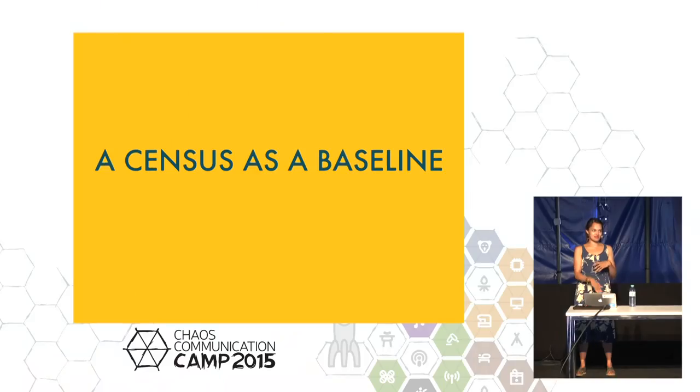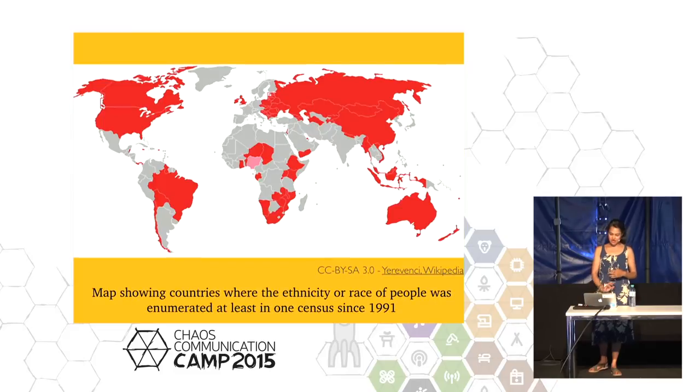There are many other examples of why you really shouldn't collect sensitive data. But the middle ground that I seem to have come across between the anti-discrimination movement and the privacy movement is a census that's done in a sensitive way. But as we've mentioned, this can also be a very political process. This is a map I found showing countries where the ethnicity or race of people was counted or enumerated in at least one census since 1991.